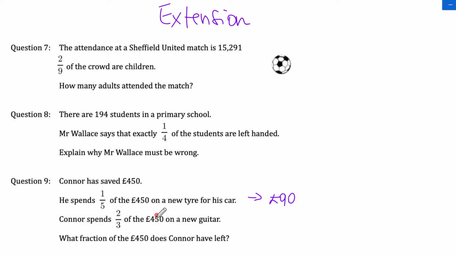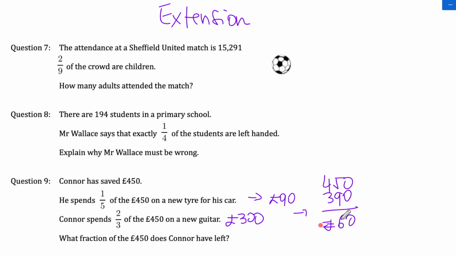That should give me around 150 times by 2. So that's £300. What fraction of the 450 does he have left? So basically he spent 390. So let's see how much he has left. So he has £60 left.